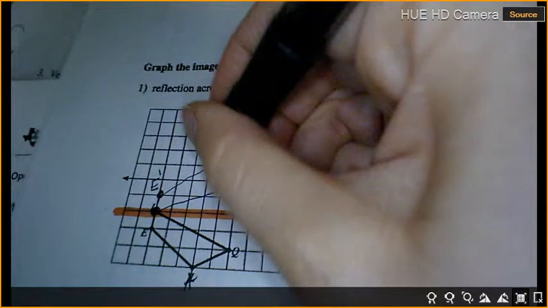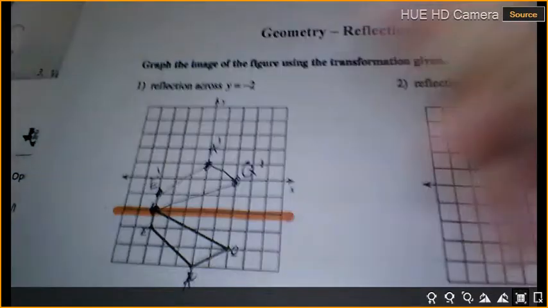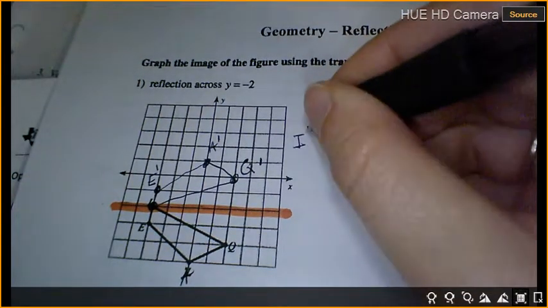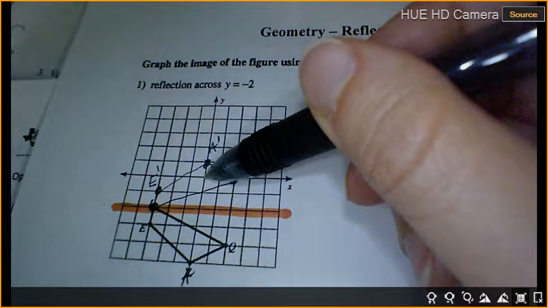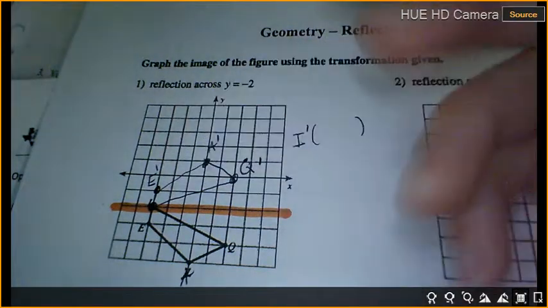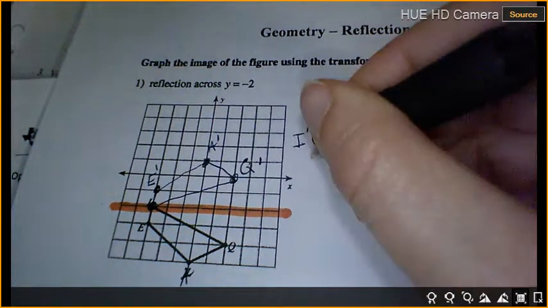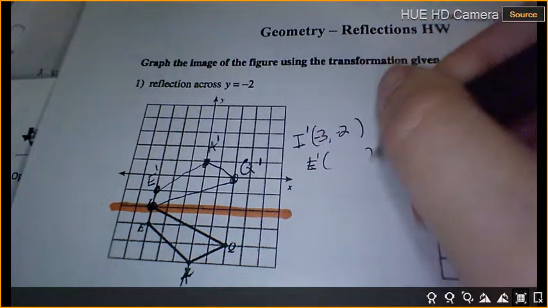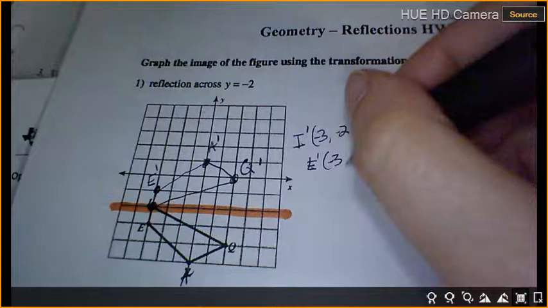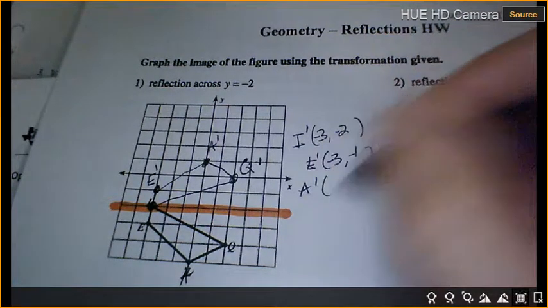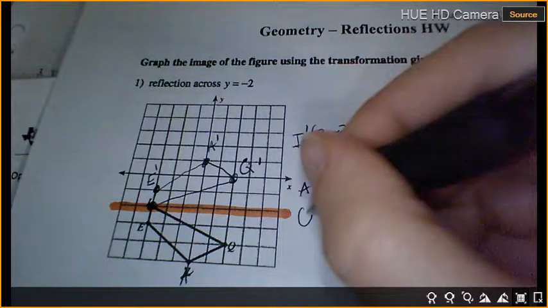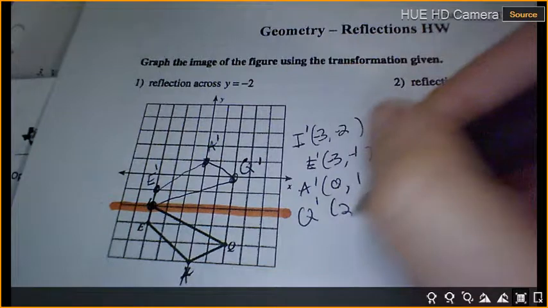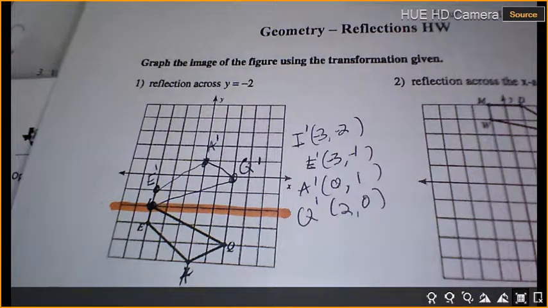Okay, I'm going to make this A because I don't know what letter that is right there. Okay, and I'm just going to rewrite down what those new points are. My new point I, remember this is 0, 0 right here. So I is 1, 2, 3, -2, -3, -2. My new E is -3, -1. My new A is 0, 1. And my new Q is 2, 0. Okay?